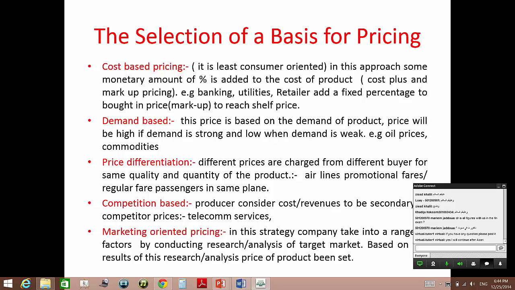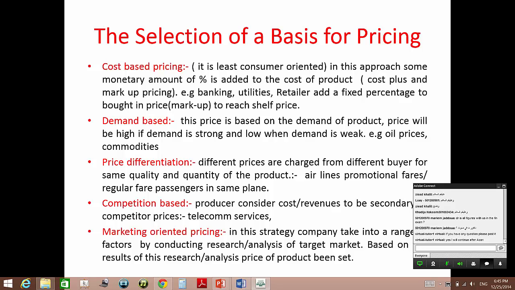And for any product, you will find the demand sometimes goes up, sometimes goes down. And with demand-based pricing, the price must also follow this fluctuation. That means when the demand goes up, then the price will also go up slightly, and so on.